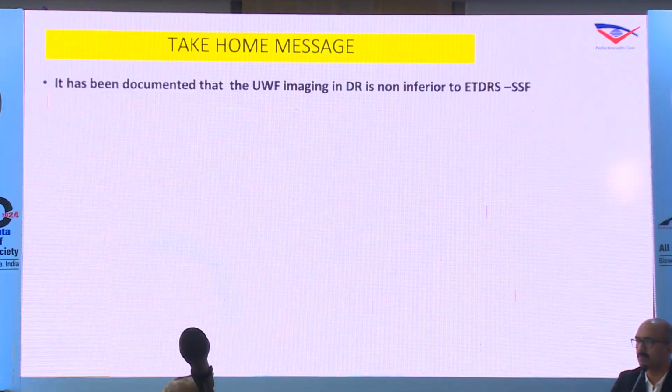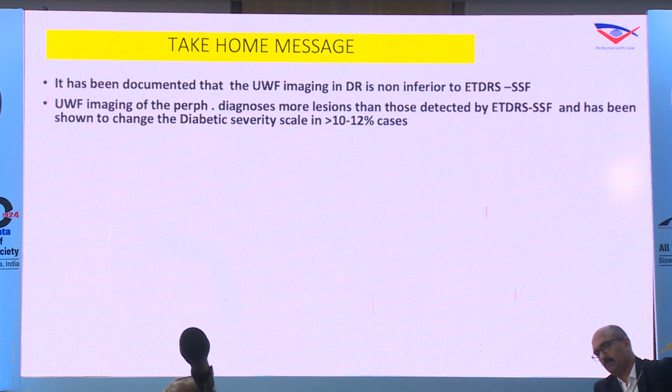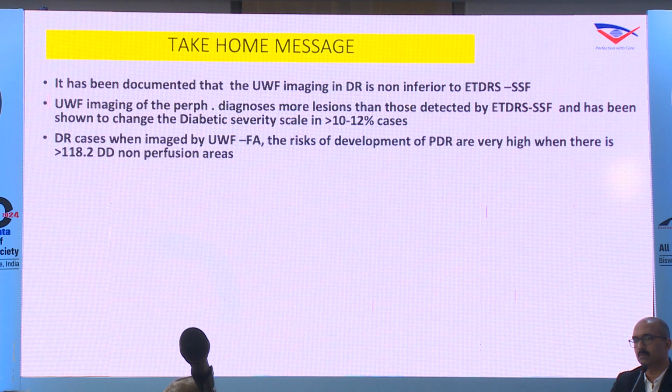So therefore, the take-home messages: it has been documented that ultra-widefield imaging in diabetic retinopathy is non-inferior to the ETDRS 7 standard field charts. Ultra-widefield imaging of the periphery diagnoses more lesions than those detected by the ETDRS screening, and has been shown to change the diabetic severity scale in about 10 to 12% of cases. In diabetic retinopathy cases imaged with ultra-widefield FA, the risk of development of PDR is very high when there is 118.2 disc diameter non-perfusion area.